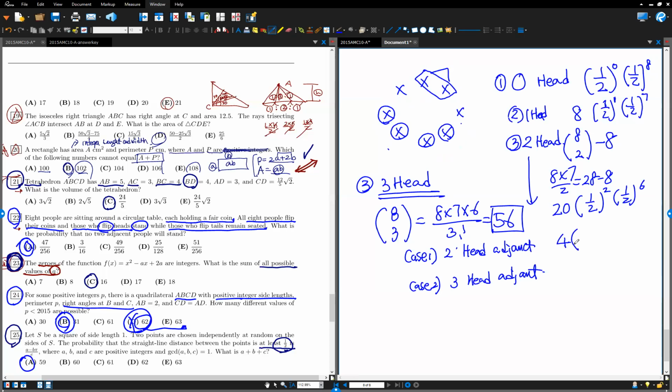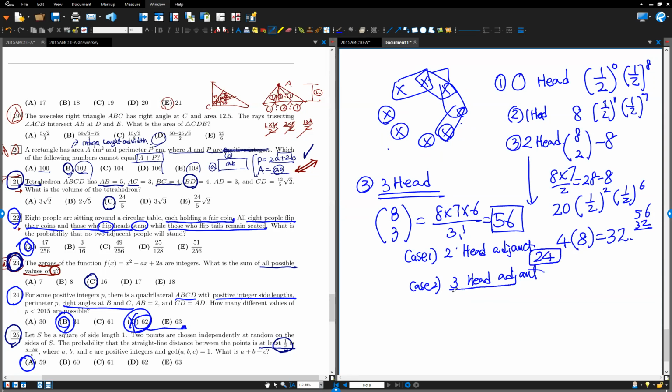Well, how many pairs over here? 8, isn't it? 1, 2, 3, 4, up to 8. Same thing. So there are 32 combinations with only 2 heads adjacent. We need to take off these 32, right? 56 minus 32, we have what? 24, right? We have 24.